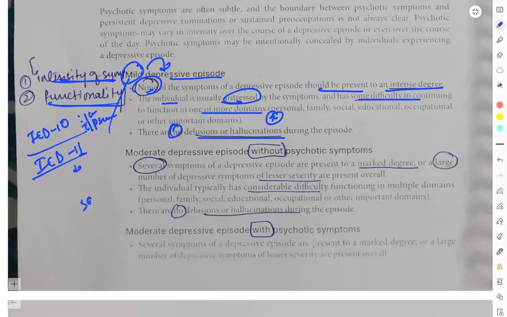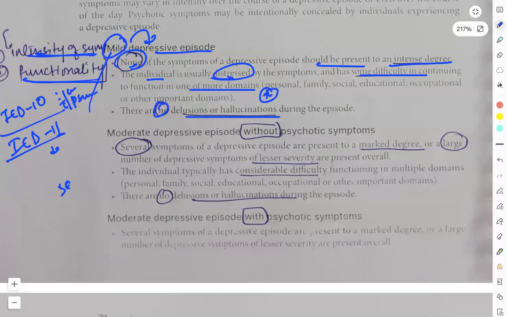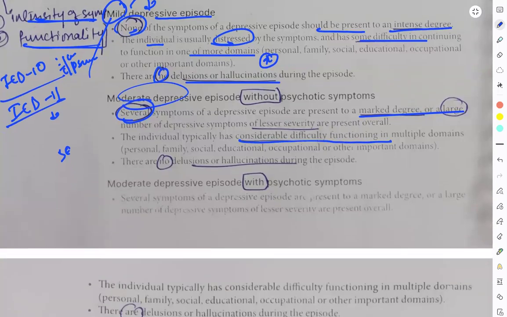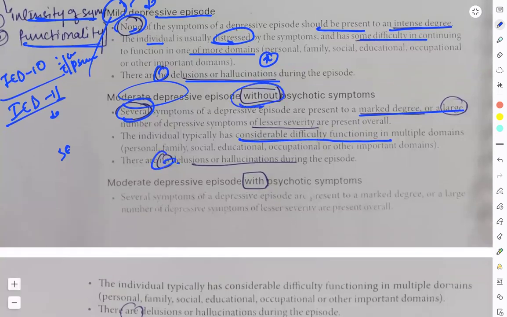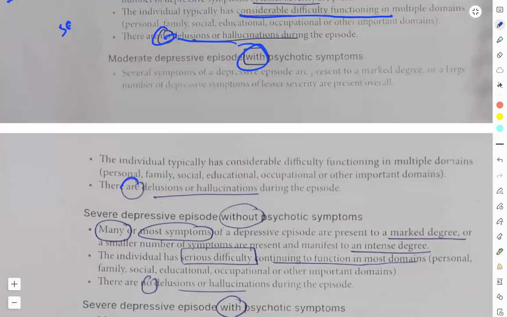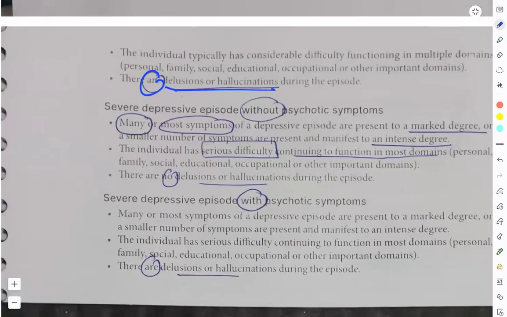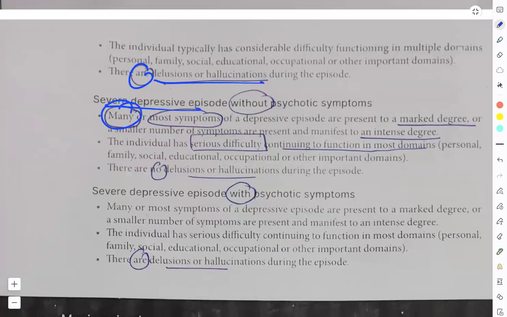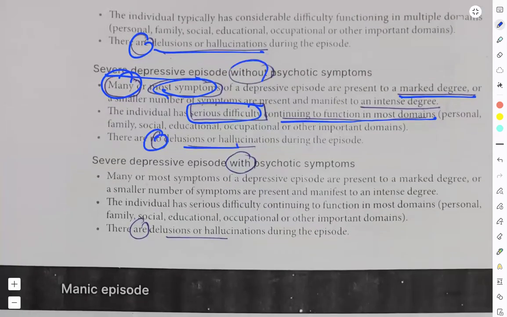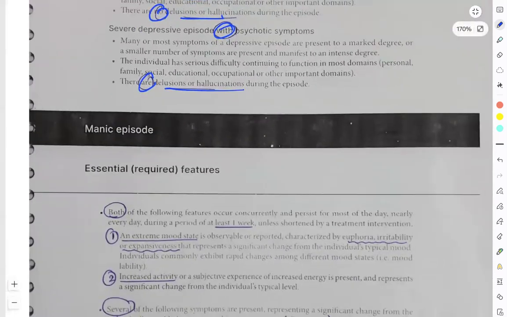And in moderate case, as you told, several symptoms with marked degree, considerable difficulty in functioning, without psychotic, so no delusion. With psychotic, similar thing, but with delusion or hallucination. Similarly, severe depressive episodes, many or most symptoms with marked degree, serious difficulty in continuing function in most domains, without delusion, and with delusions present. So yeah, done. Then manic episodes.